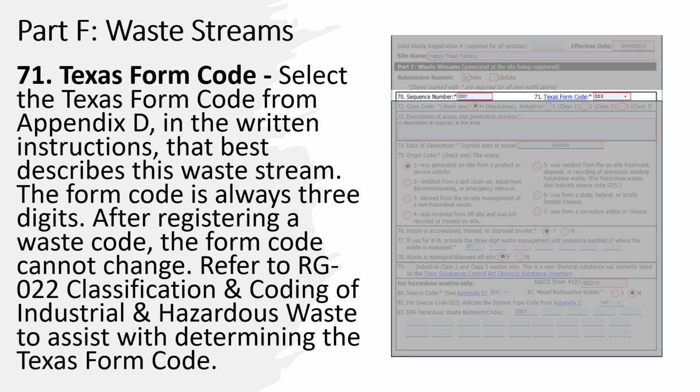Number 71, Texas Form Code. Select the Texas Form Code from Appendix D in the written instructions that best describes this waste stream. The form code is always 3 digits. After registering a waste code, the form code cannot change. Refer to RG-022, Classification and Coding of Industrial Hazardous Waste to assist with determining the Texas Form Code.